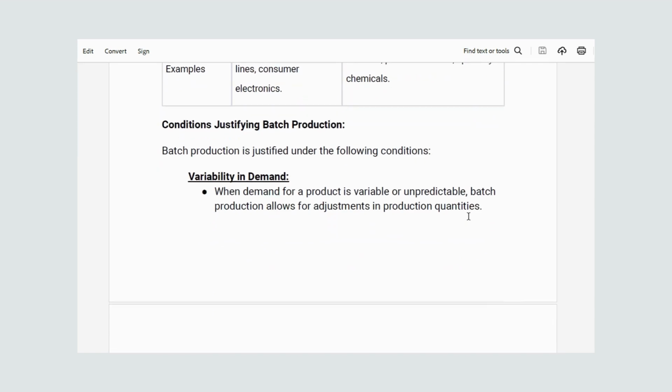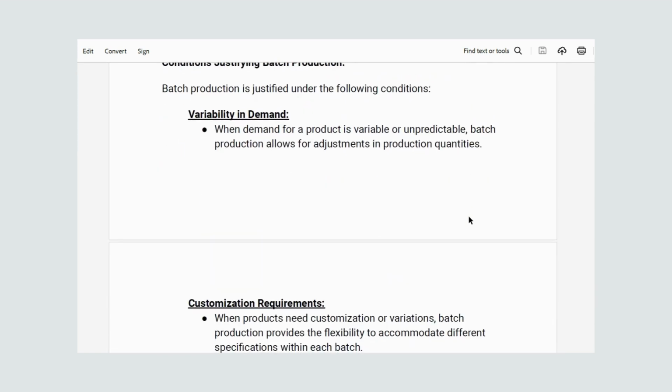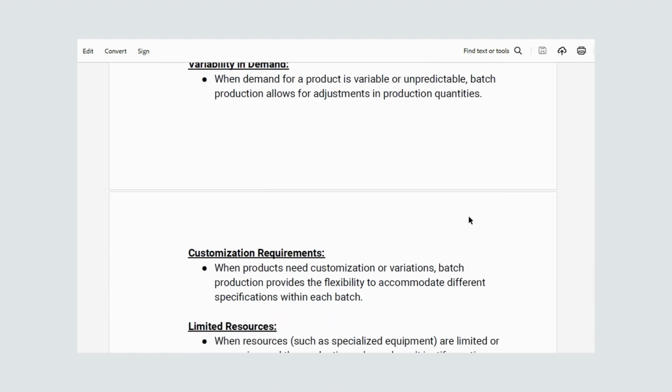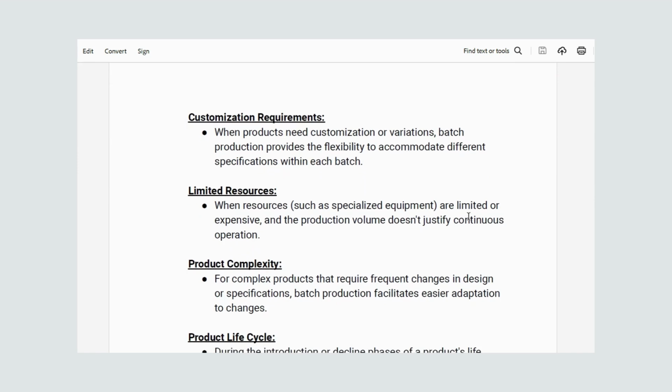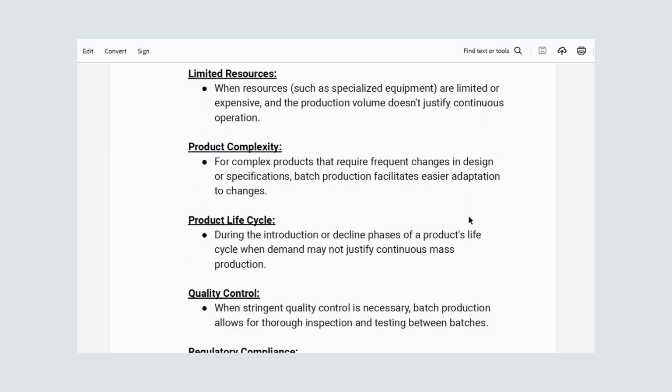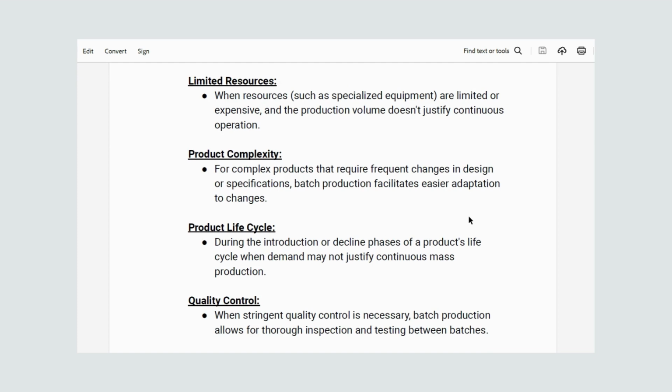We can say that there is variability in demand. When demand for a product is variable, or when it keeps on changing, then batch production allows for adjustment in production quantities. Okay, also when there is a need for customization, when products need customization, batch production provides the flexibility to accommodate different specifications within each batch. Okay, when we talk about limited resources, the resources that are needed are limited or expensive, and the production volume doesn't justify continuous operation. Okay, also we can say the product complexity. For complex products that require frequent changes in design or specification, batch production is the best process.